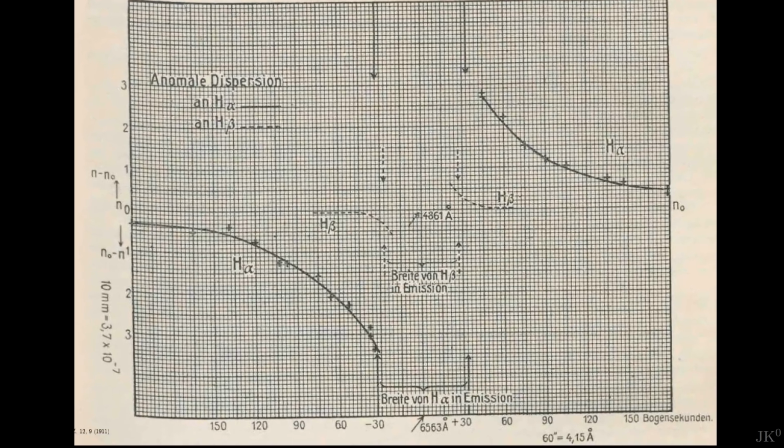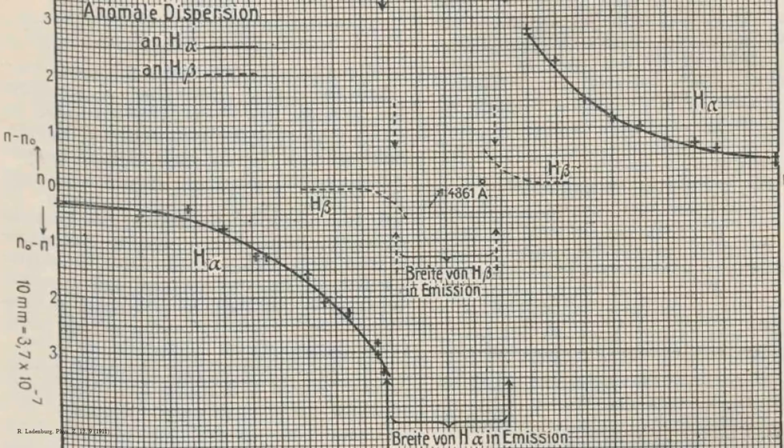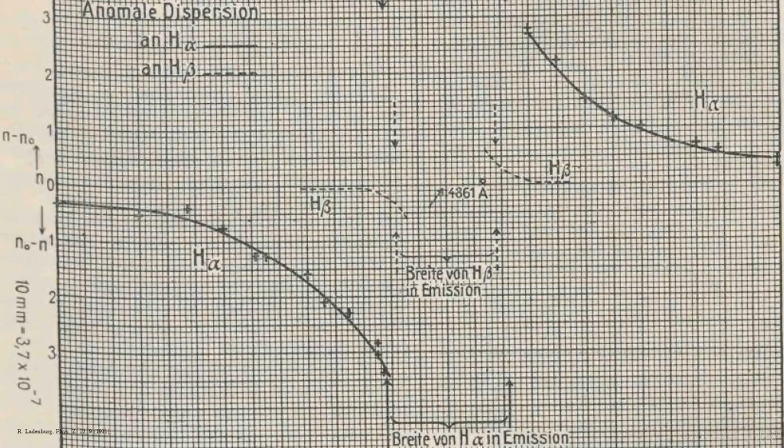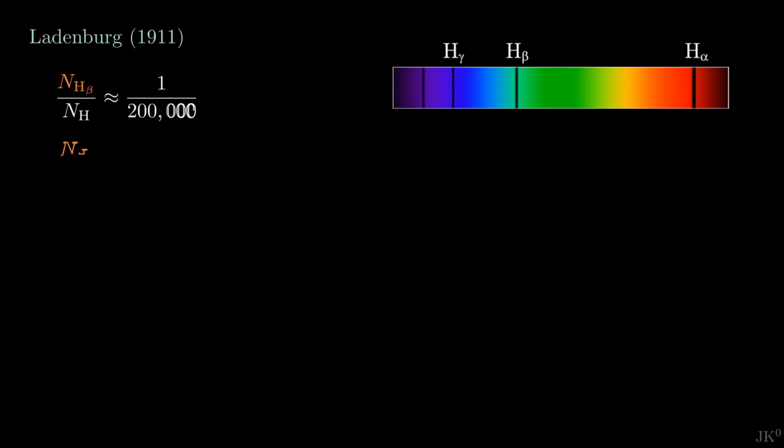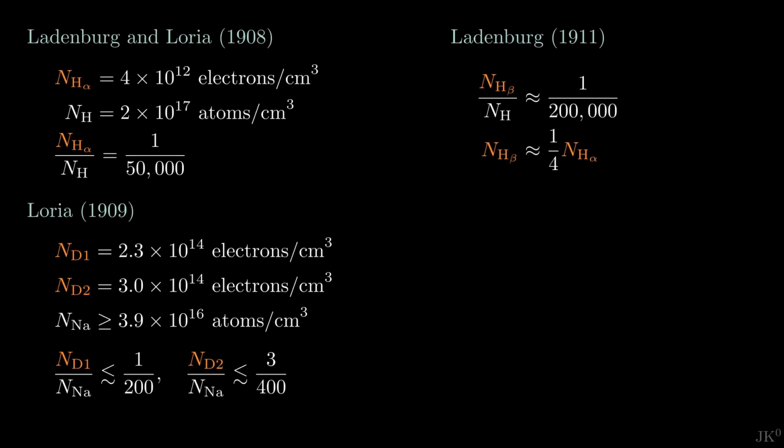Meanwhile, Ladenburg improved his experiment and managed to measure the anomalous dispersion around the H-beta line, and found the fraction of dispersion electrons to be around 1 in 200,000, 4 times lower than the resonant electrons in H-alpha, confirming Loria's finding in sodium that the density of dispersion electrons decreases with the frequency of the spectral line.